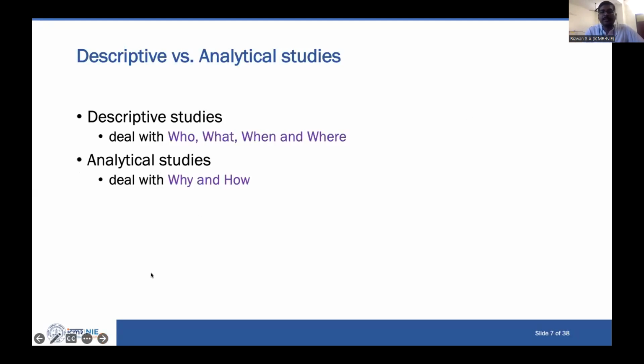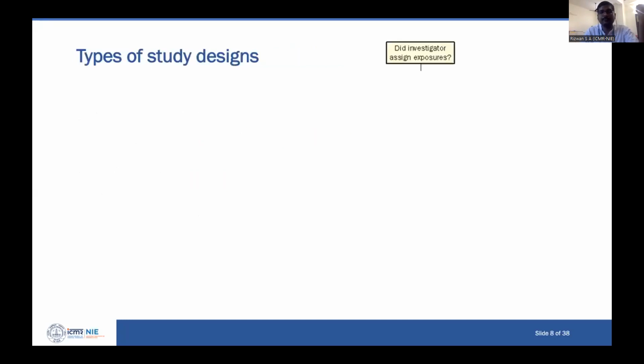So descriptive studies deal with questions like who, what, where, and when, whereas analytical studies try to deal with questions like why and how. So if your research question has words like who, what, when, and where, you are looking at a descriptive study. If your research question has why and how, then it will probably be dealing with analytical study.